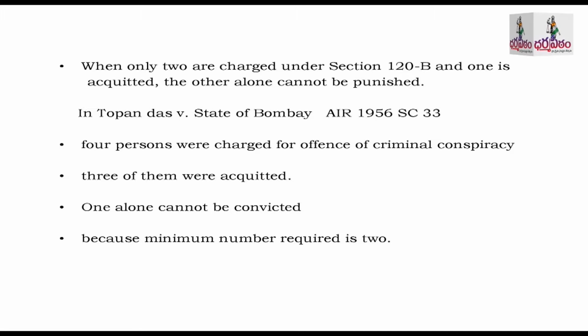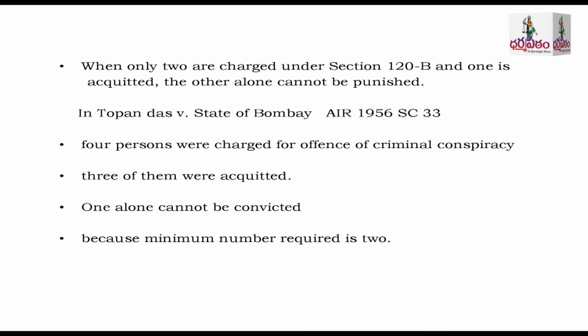Topandas versus State of Bombay, 1956 Supreme Court. 4 persons were charged for the offense of conspiracy, out of which 3 persons were acquitted, which means criminal conspiracy was not established. The acquittal of 3 persons means there is no criminal conspiracy established. There is no agreement. Then 1 person cannot be convicted for the offense of conspiracy.